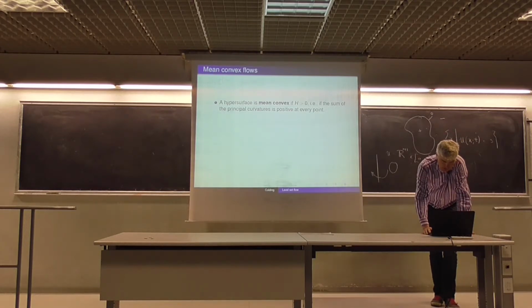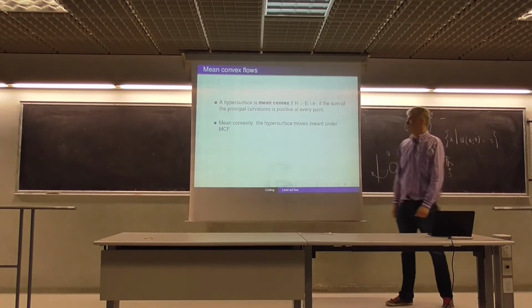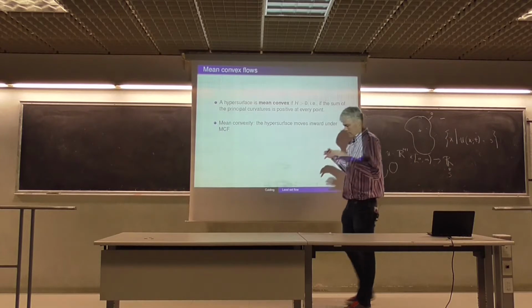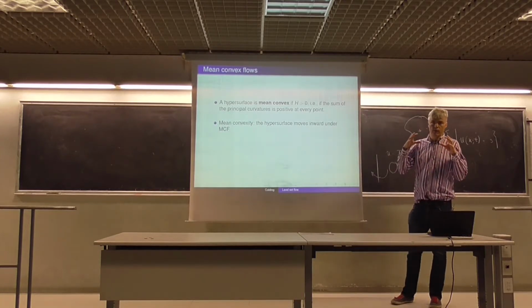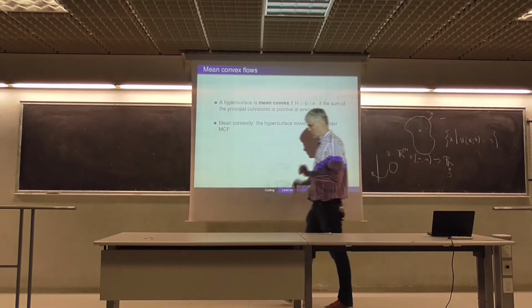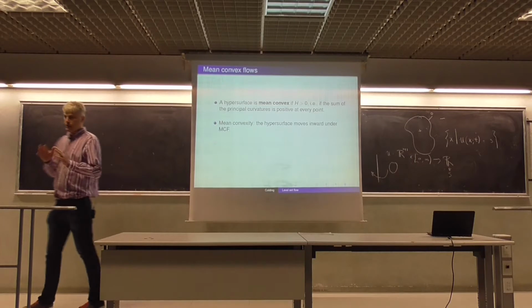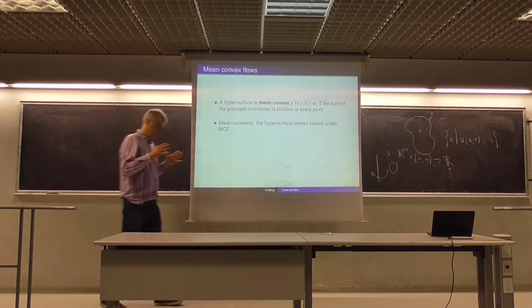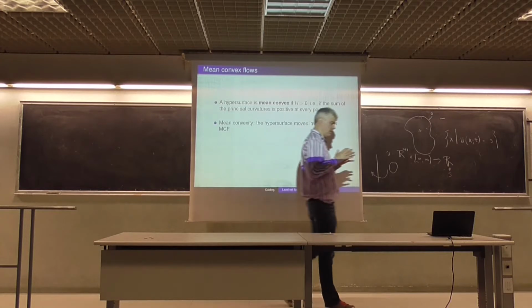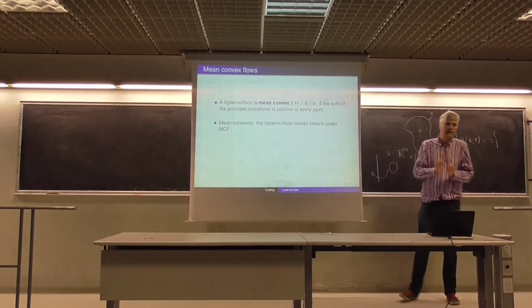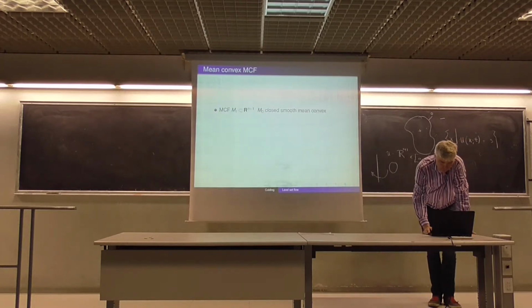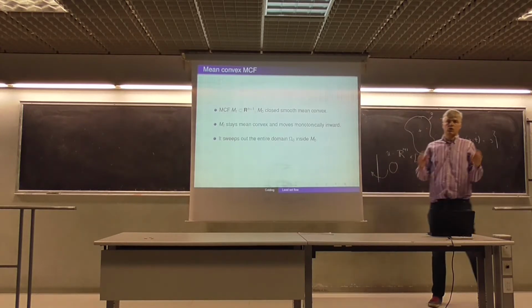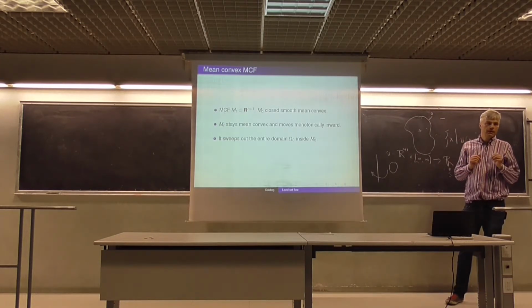Now if the initial hypersurface is mean convex, then the flow will have the property that it will move inwards. It's easy to see, following from the maximum principle, that mean convexity is preserved under the flow. So if the initial hypersurface is mean convex, it will move inwards, the later hypersurface will also be mean convex, so it will keep moving inwards. This means it will actually sweep out the entire domain bounded by the initial hypersurface.